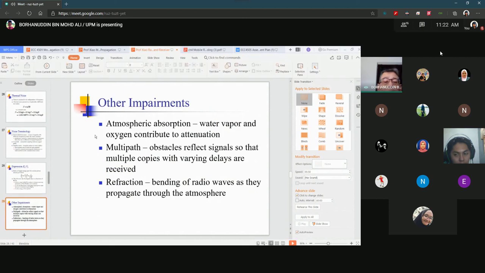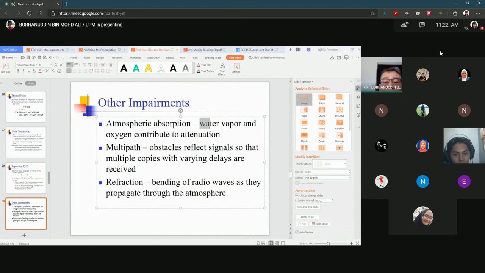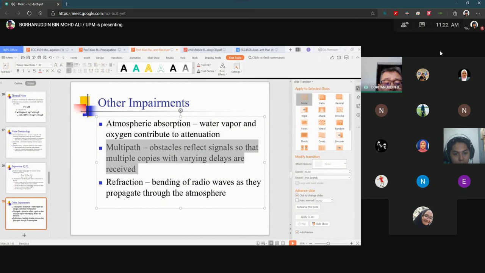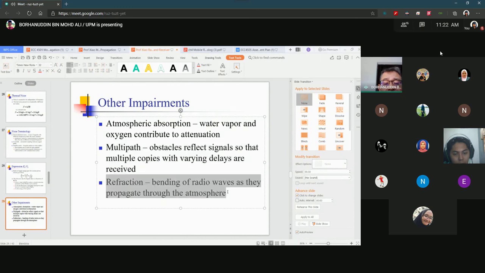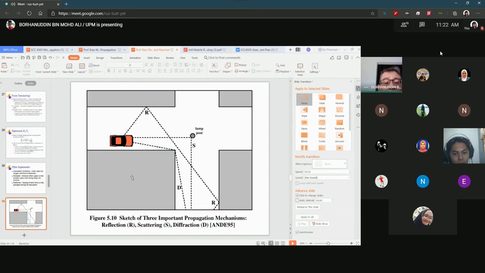Other impairments. Atmospheric absorption, I mentioned a little bit, water vapor, oxygen, and so on. Multipath, we mentioned multipath so many times, and refraction. And we've talked about refraction also. This is an illustration.